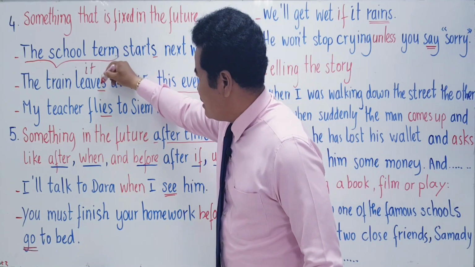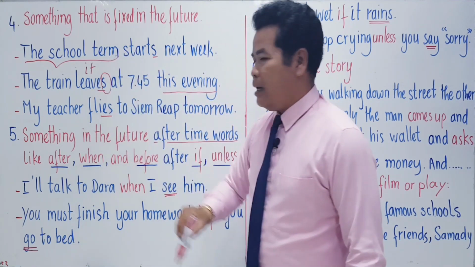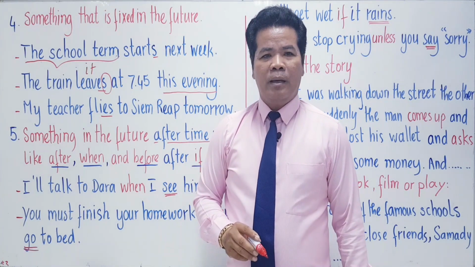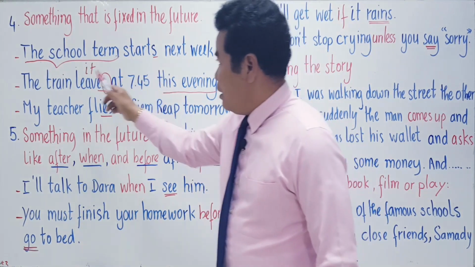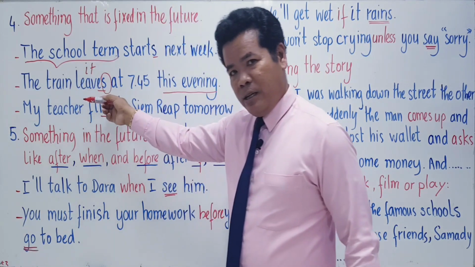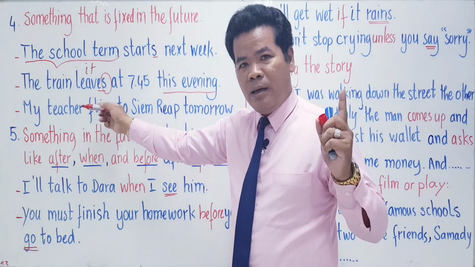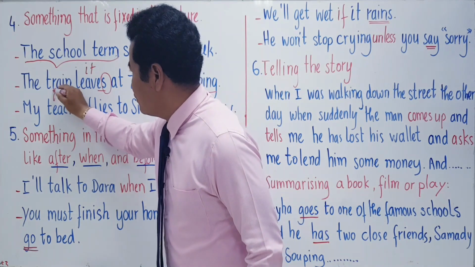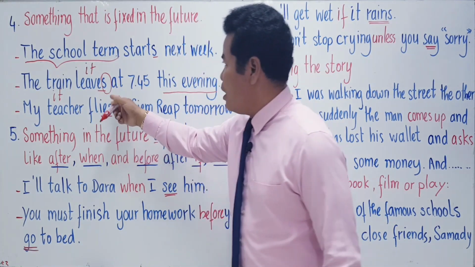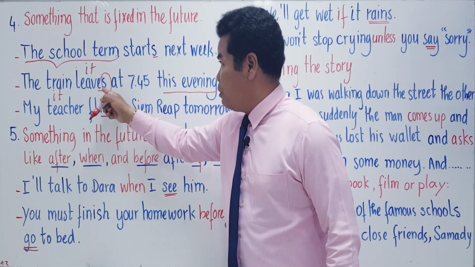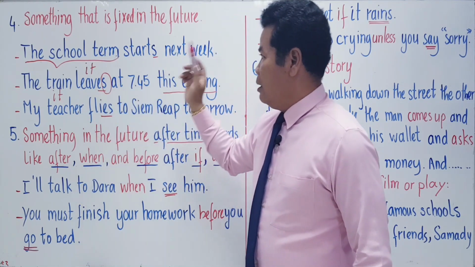Why do we use S at the end of the verb leaves? Let's focus on the subject. The train, how many trains is it? Just one train. So you use it, which stands for the word train. And it is used with the third person singular, it, and verb plus s.